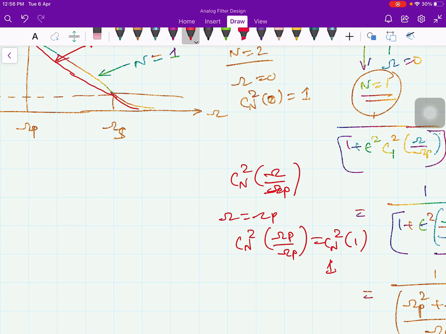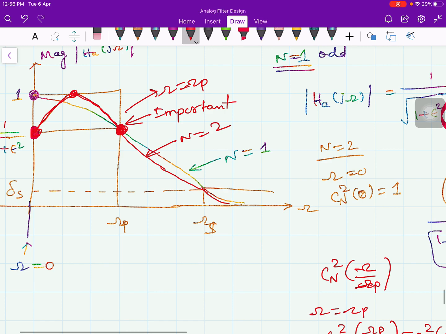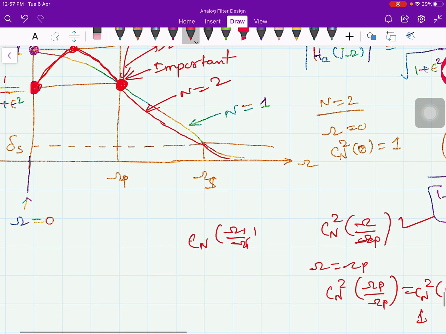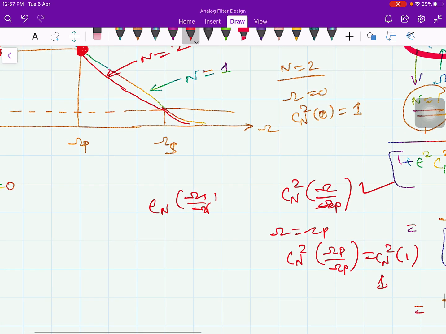And therefore, irrespective of the order, all the characteristics must pass through this point. Whether you take n equal to 1, 2, 3, 4 doesn't matter, because at this point omega is equal to omega p. That means Cn of omega by omega p, that's what we wrote here. Substitute omega equal to omega by omega p, then it becomes like this.